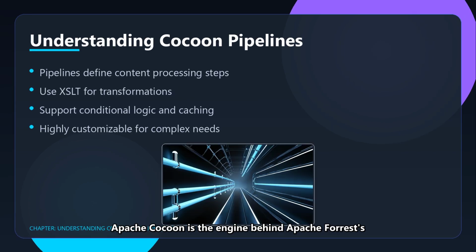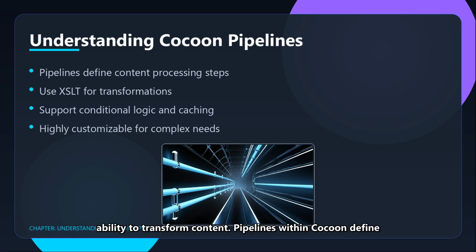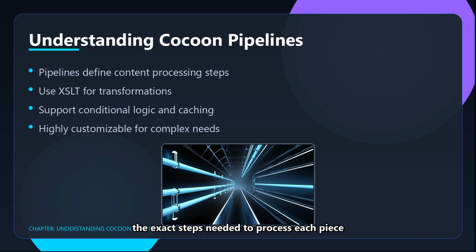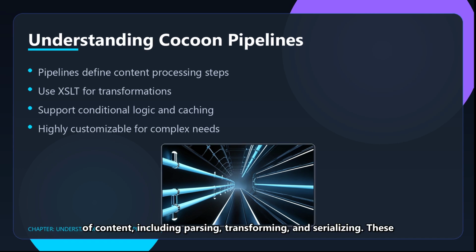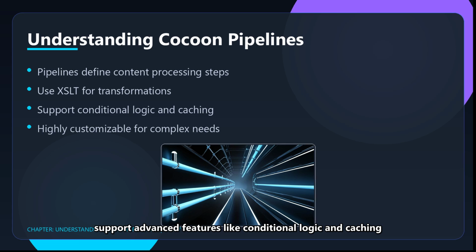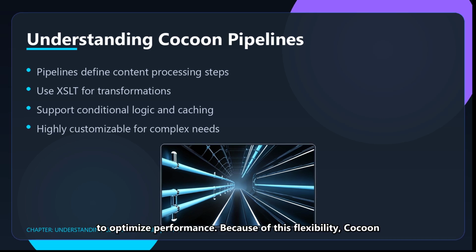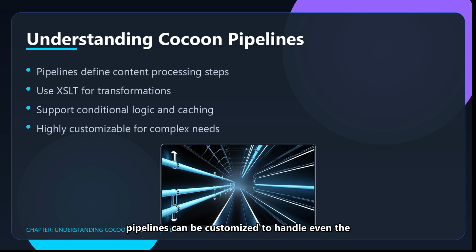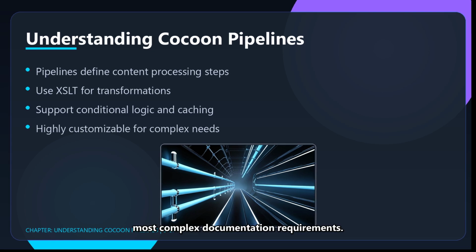Apache Cocoon is the engine behind Apache Forrest's ability to transform content. Pipelines within Cocoon define the exact steps needed to process each piece of content, including parsing, transforming, and serializing. These pipelines use XSLT to perform transformations, and they support advanced features like conditional logic and caching to optimize performance. Because of this flexibility, Cocoon pipelines can be customized to handle even the most complex documentation requirements.